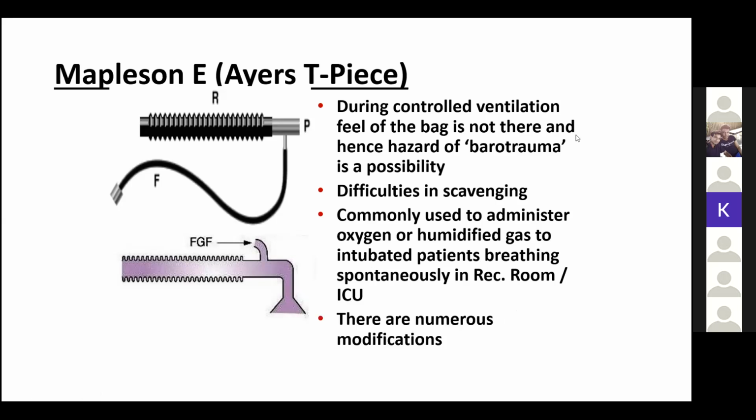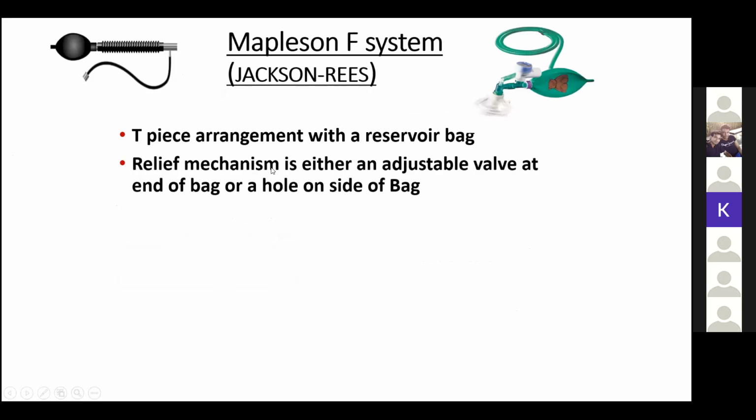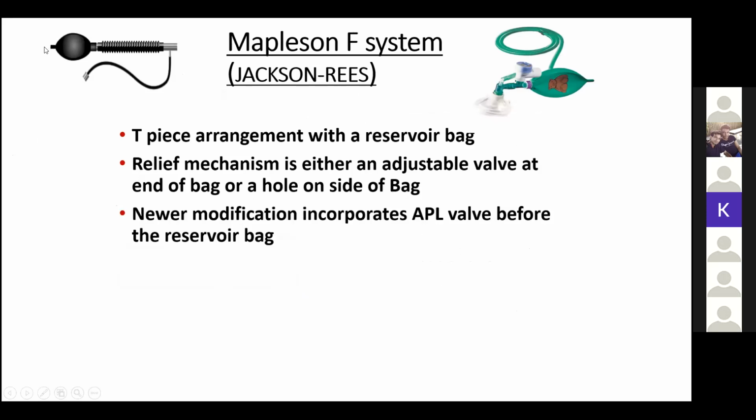And there are numerous modifications of T-pieces. You must have seen the latest T-pieces which are of plastic origin. There are various designs available. Now what is Jackson Rees, which is called Mapleson F system. T-piece arrangement with a reservoir bag. Relief mechanism is either an adjustable valve at the end of the bag or a hole on the side of the bag. For example, you can see here, it is open-ended.